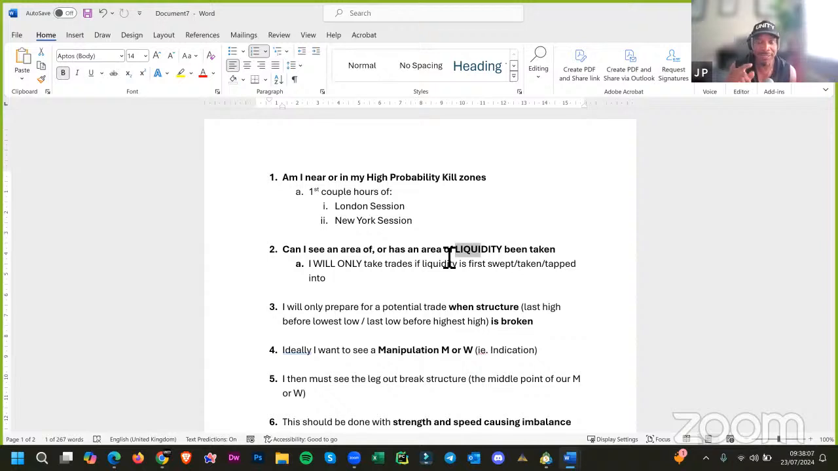Wait till that liquidity's been taken, because liquidity is the fuel. Are you going to drive to Birmingham without checking you've got petrol first? You have to get the fuel. When you see the fuel taken, now it's potential action time.